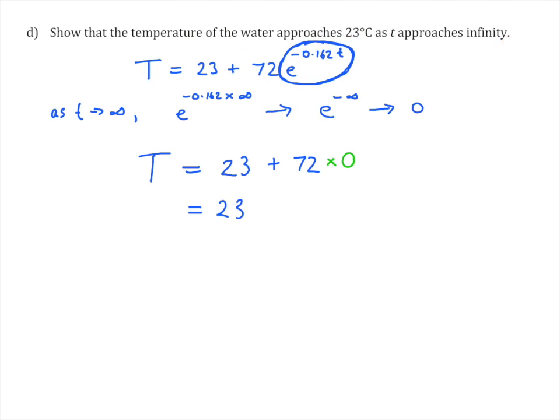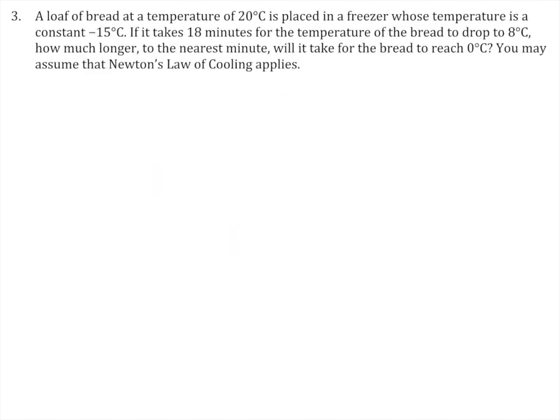Let's try example 3. Our last one. A loaf of bread at a temperature of 20 degrees Celsius is placed in a freezer whose temperature is a constant minus 15. Okay, so what do we know originally? Let's write down what we know. We know that at time 0, the temperature of the bread is 20 degrees Celsius.